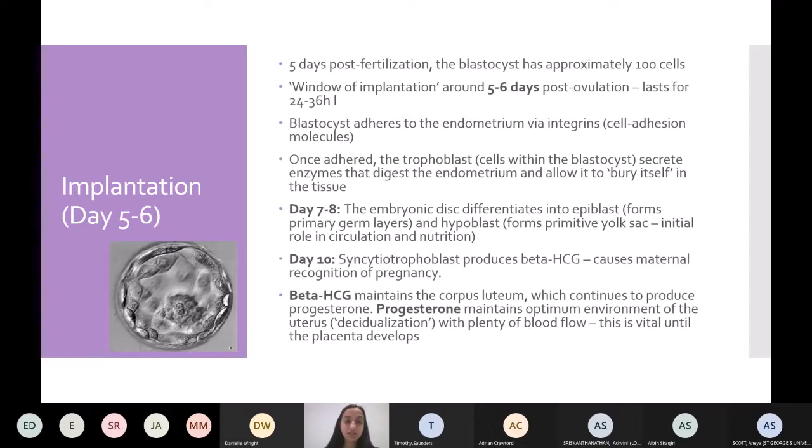So 5 days after fertilization occurs, the blastocyst has approximately 100 cells within it, and there's a window of implantation which is around day 5 to day 6 after ovulation occurs and lasts for about 24 to 36 hours. So within the blastocyst is a layer called the trophoblast, which is the outer layer, and it's this layer that implants into the endometrium.